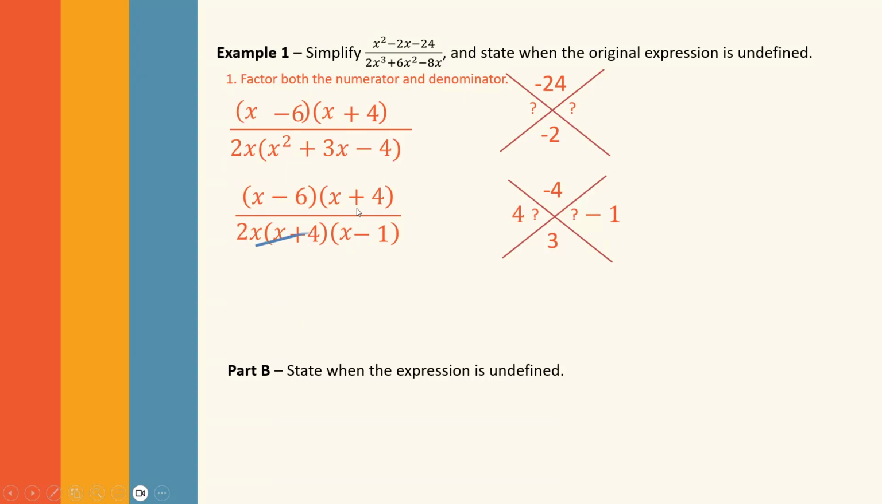Now you can see that we have a common factor of x plus 4, so we're going to divide out the like factor. And our result is x minus 6 over 2x times the quantity x minus 1.